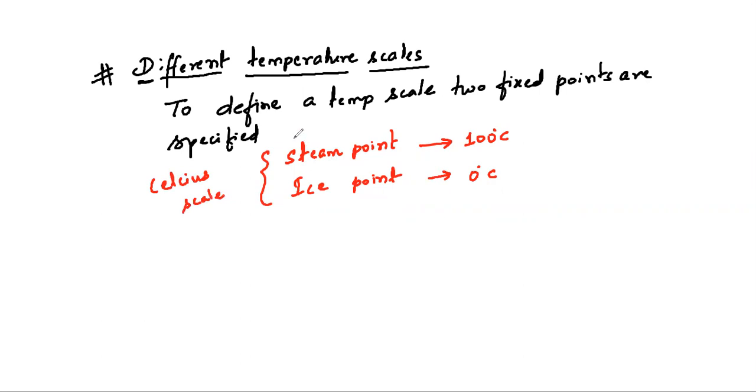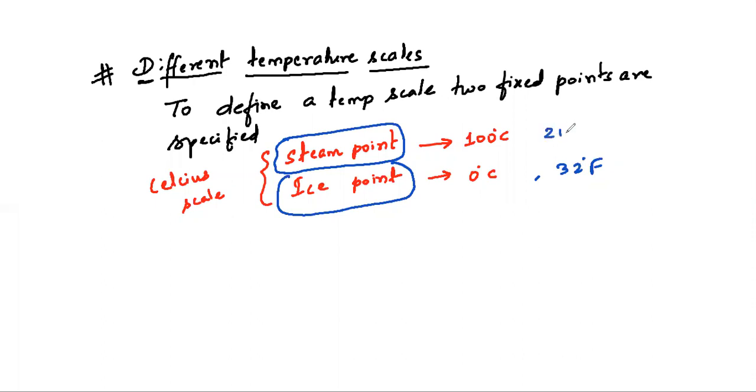But this too will remain the same, only the scale will change. So basically, we have to take the steam point and ice point as the two fixed points. Only thing is that in Fahrenheit scale, you may call it 32 degree Fahrenheit. You may call this as 212 degree Fahrenheit, like that. That's all. In Kelvin scale, you will call this as 273.15 Kelvin.